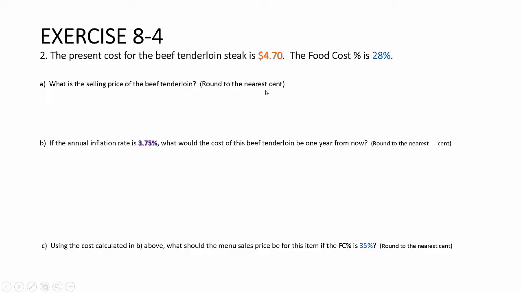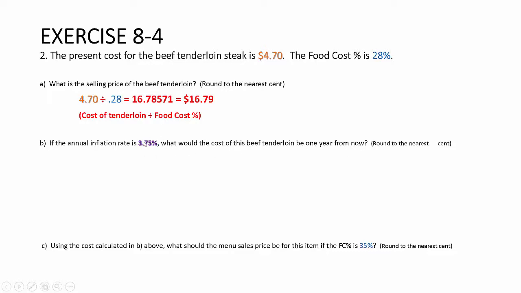Again, to figure out the selling price, we're going to take the cost, and we're going to divide it by the food cost percent, or $4.70 divided by 28%, rounded to the nearest cent, $16.79. That should be the selling price if we were only selling the tenderloin. Now we look at this inflation rate question again, and this time the inflation rate for the year is 3.75%. They want to know what the cost of the beef tenderloin will be in 1 year from now.